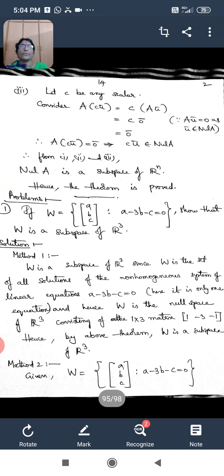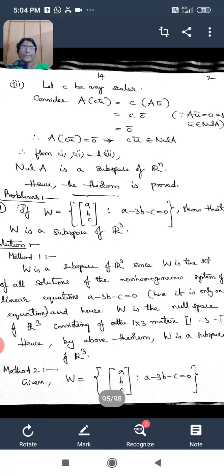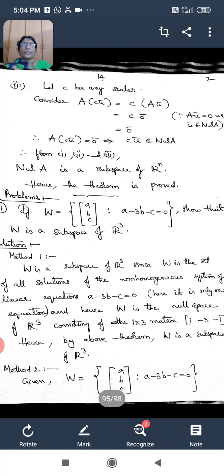Now let us move on to prove the condition 3 in the set null A. For this condition we need two things: one is a scalar and the other one is a vector. So I have taken a scalar c and a vector u bar. Let c be any scalar, and I have considered capital A times c u bar. C u bar means it is the scalar multiple of the vector u bar by the scalar c.